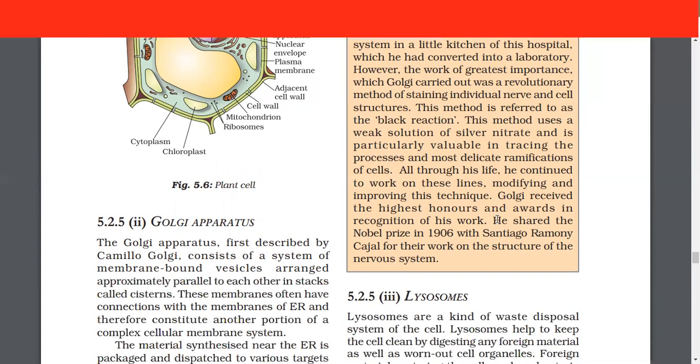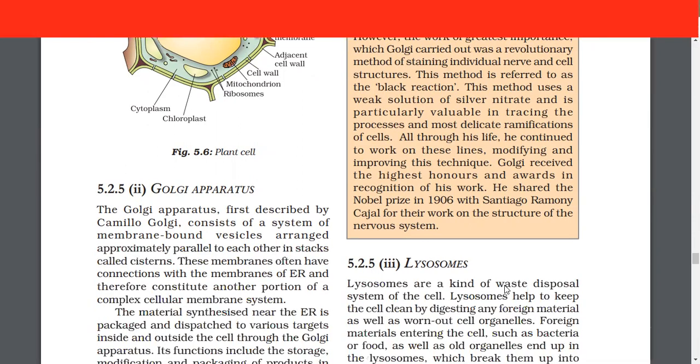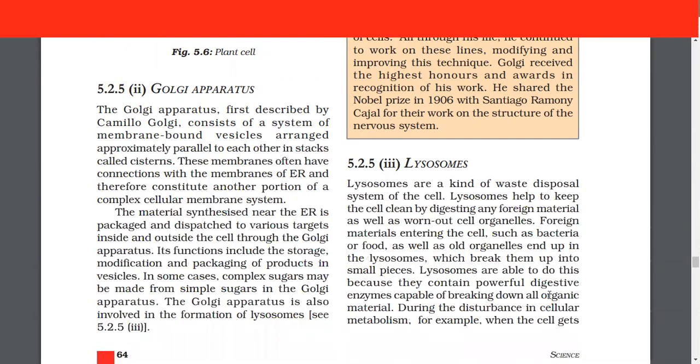Golgi received the highest honors and awards in recognition of his work. He shared the Nobel Prize in 1906 with Santiago Ramón y Cajal for their work on the structure of the nervous system. Lysosomes. Lysosomes are a kind of waste disposal system of the cell.